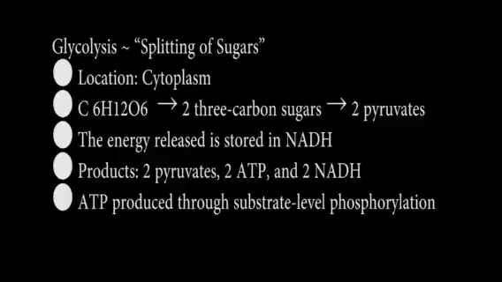The first stage of cell respiration is glycolysis, which literally means splitting of sugars. In the cell cytoplasm, glucose, a 6-carbon sugar, is decomposed into 2 3-carbon sugars. These 3-carbon sugars are oxidized, so they become 2 pyruvates. In addition to the pyruvates, 2 ATP and 2 NADH are produced.